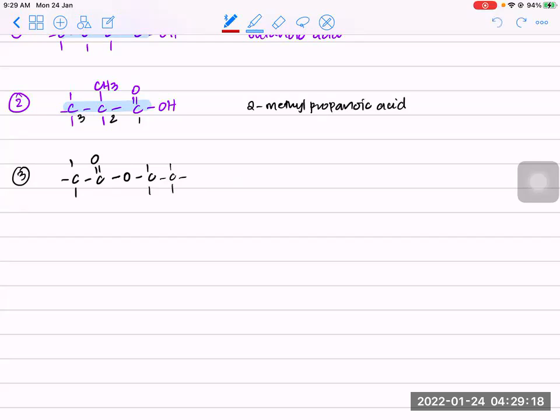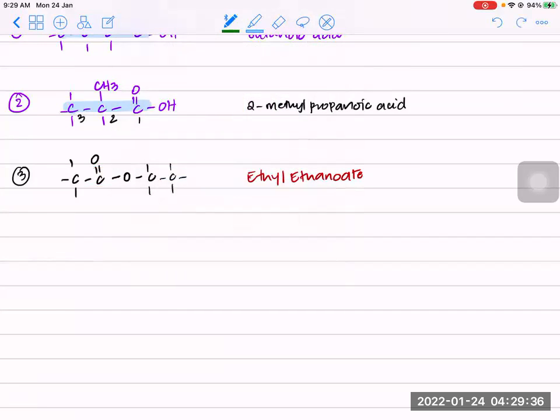Ethyl. And then how many carbons do we have before the C single bond O? 2. So that means 2 carbons come from the acid. So this is ethyl ethanoate. And this, you see, is an ester group. Clear?